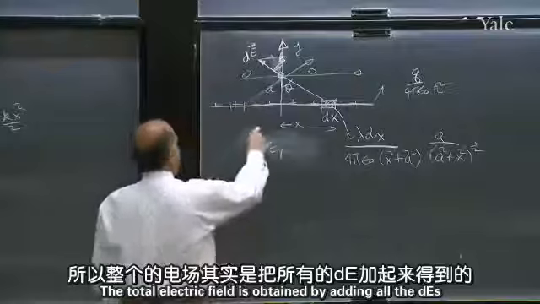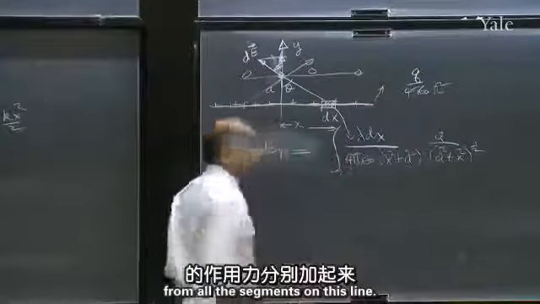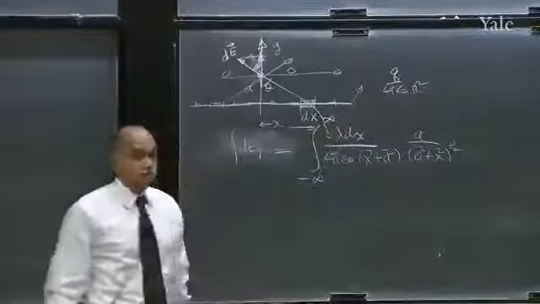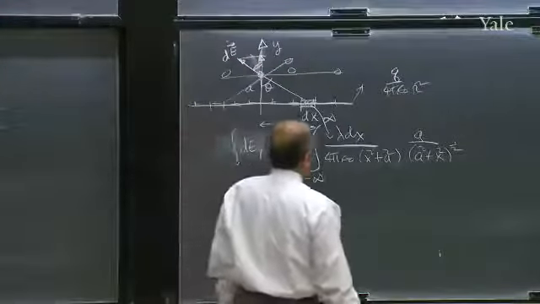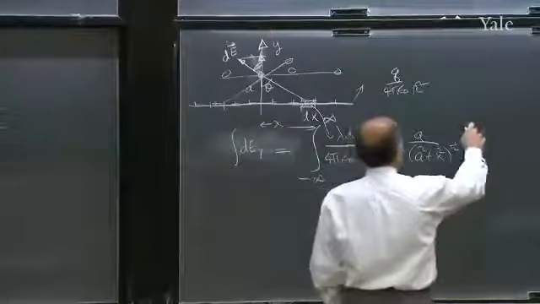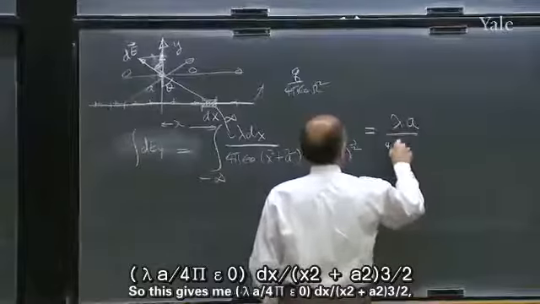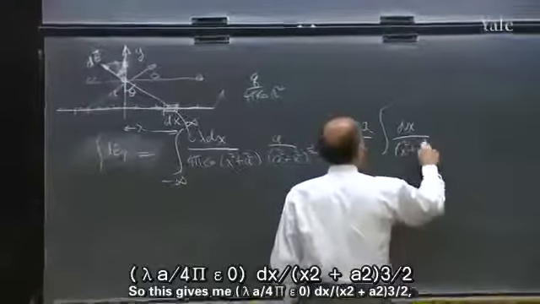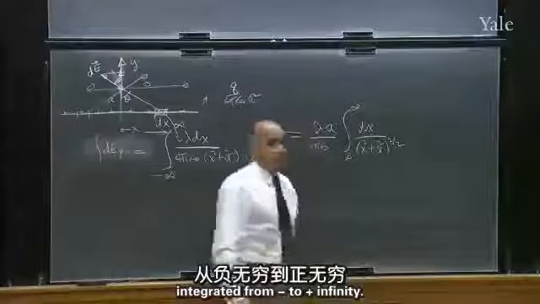The total electric field is obtained by adding all the dEs, or adding all the contributions from all the segments on this line. And that goes from minus infinity to plus infinity. All right, so now it's a matter of just doing this integral. So this gives me lambda a over 4 pi epsilon 0 times the integral of dx divided by (x squared plus a squared) to the 3 over 2, from minus to plus infinity.